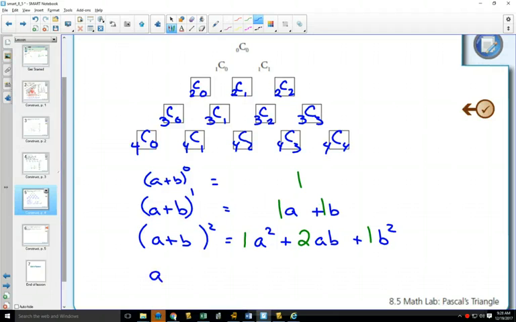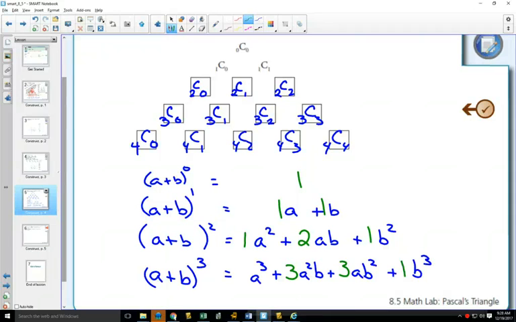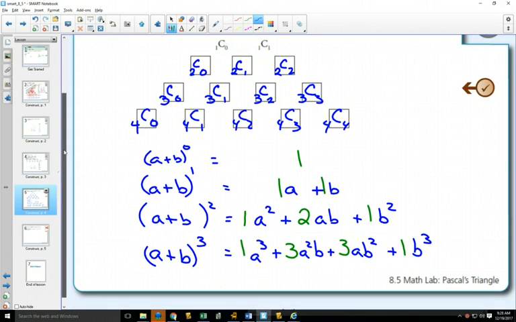What do you think a plus b cubed is equal to? You could do this the long way. You could multiply it all out. You're going to get an a cubed. And what do we notice? Do you think you could do a plus b to the 4? There's more than just one pattern here, right? Because you have to figure out.